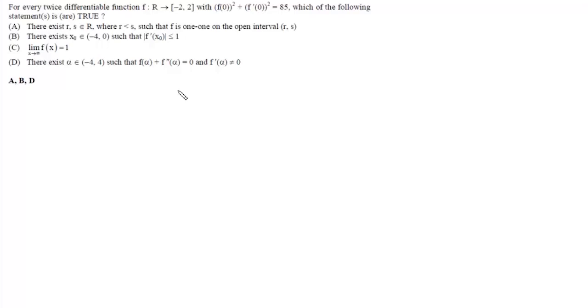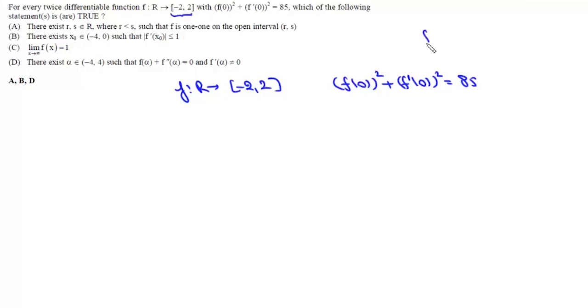Now here the question is, for every twice differentiable function f from R to [-2, 2], and we are given this condition that f(0) squared plus f'(0) squared is equal to 85, which of the following statements is or are true. Now we know that the codomain for this function is from minus 2 to 2. That means any value of f(x) will lie between minus 2 and plus 2.